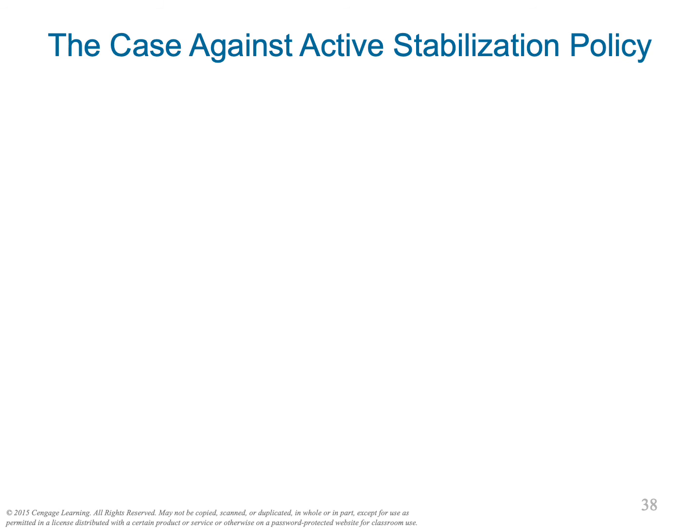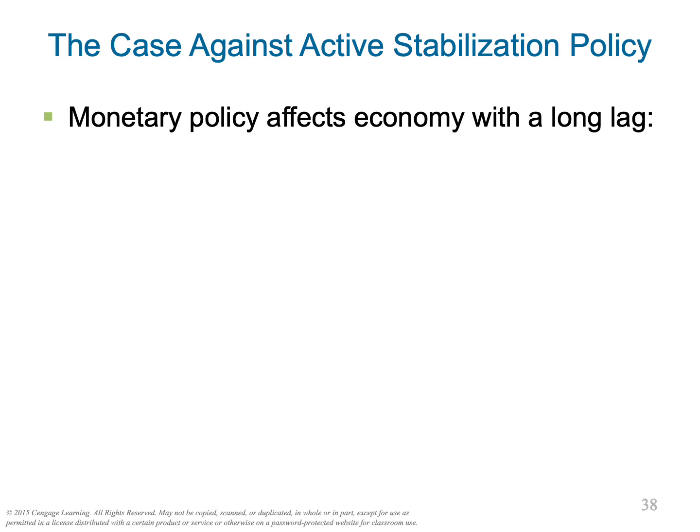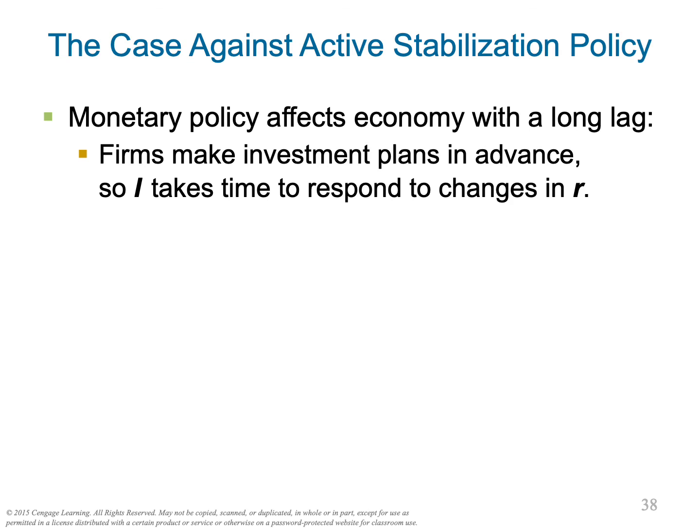All right, so what is the case against active stabilization? Well, one issue is that monetary policy takes a long time to start to affect the economy. There's a long lag. So the Fed might change the money supply today, but the effects won't be occurring until months later. The same is true for fiscal policy, which we'll see in a second.